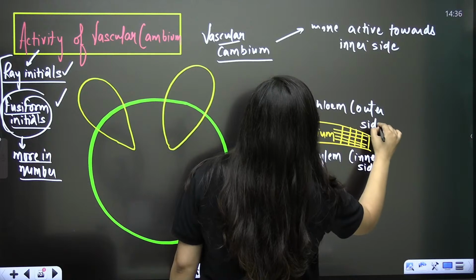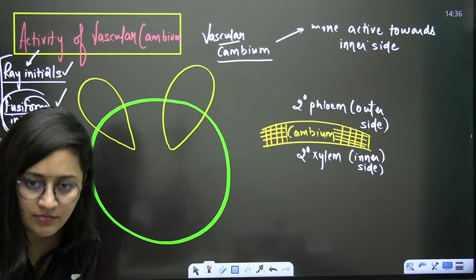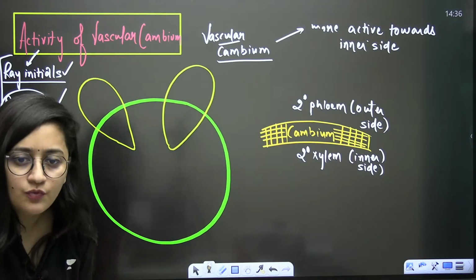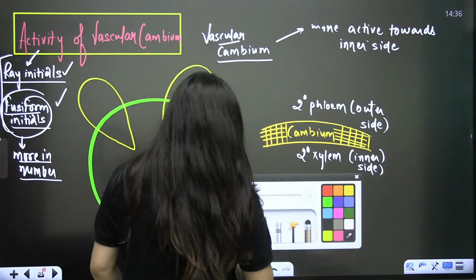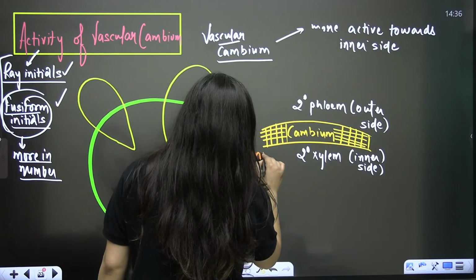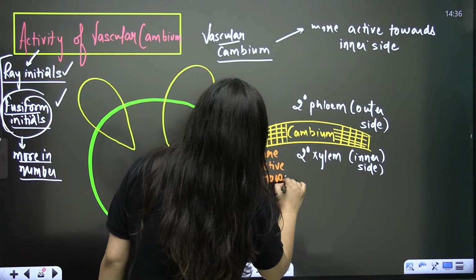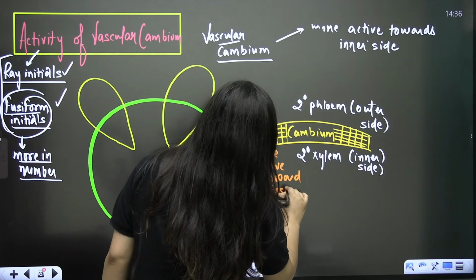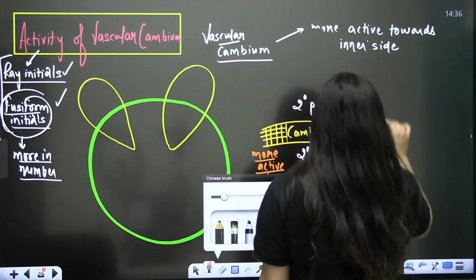Towards the outer side, it will form secondary phloem. Towards the inner side, it is forming secondary xylem. Now, I am saying that it is more active towards the inside. So it means you will see more secondary xylem in comparison to the secondary phloem.